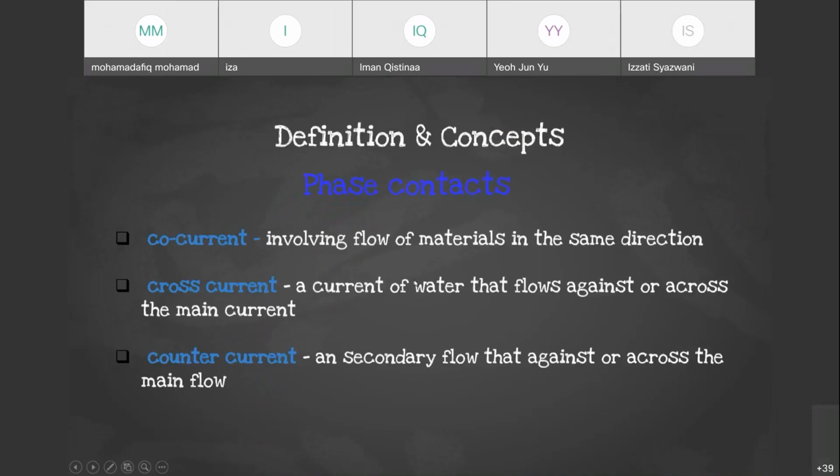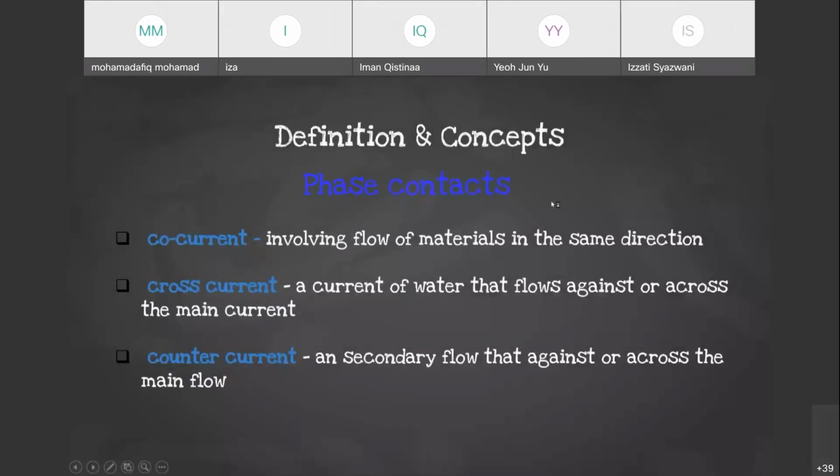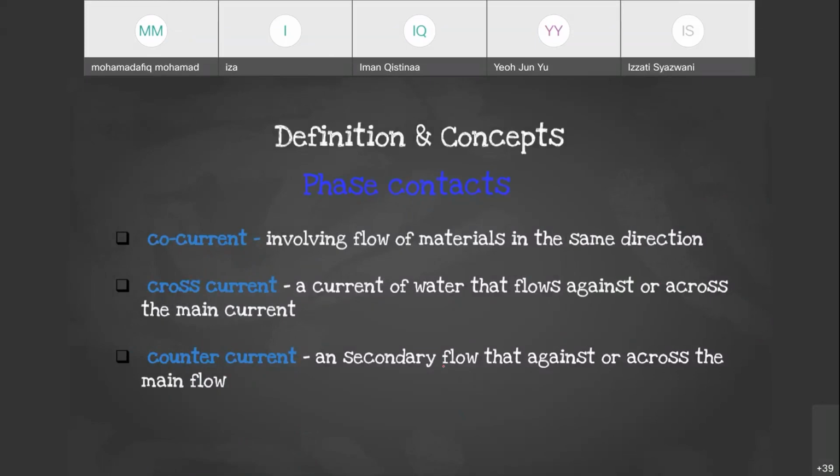Okay. Here are the differences in phase contact. We have co-current, involving the flow of materials in the same direction. Later on, you will learn in the CE, capillary electrophoresis, you apply electric current. You have a positive and a negative charge terminal.